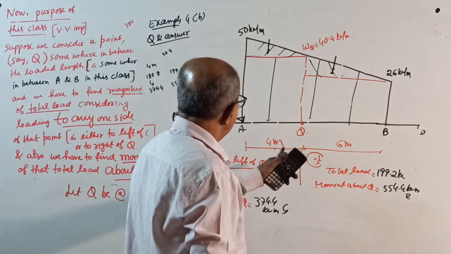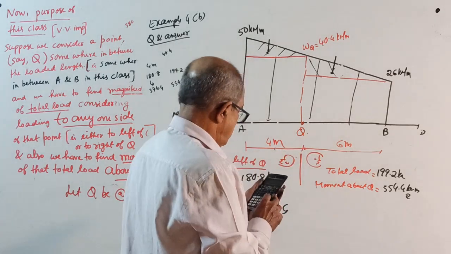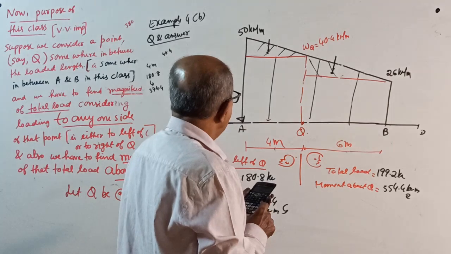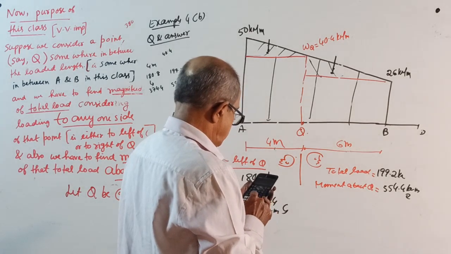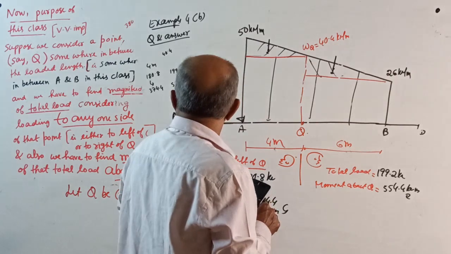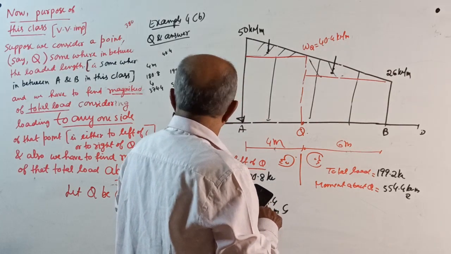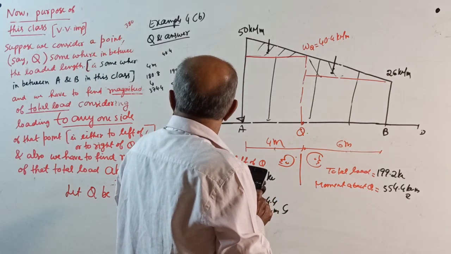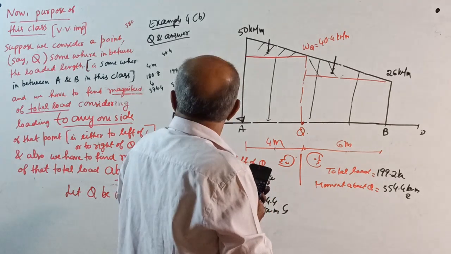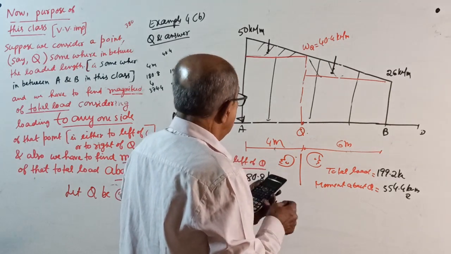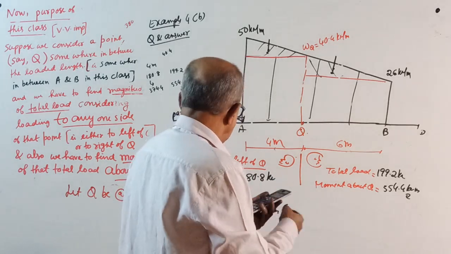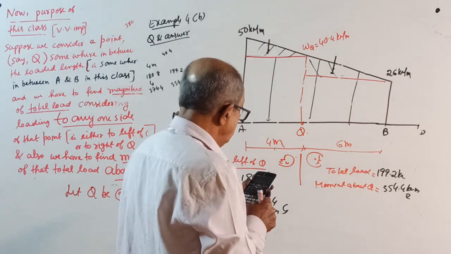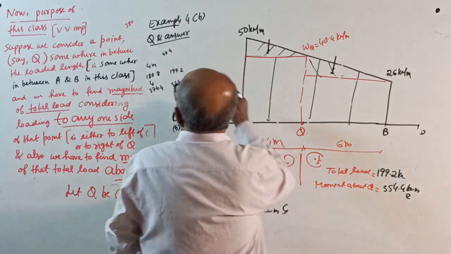Where is the point Q? 4 meter, correct? It is 5.52 meter from B. Minus 6 will give you 0.47 something. 0.47 into total load is 180.8. And what is total load? Total load is not 180.8. Total load is 180.8 plus 199.2, which is 380. Okay. I wrote here 380.